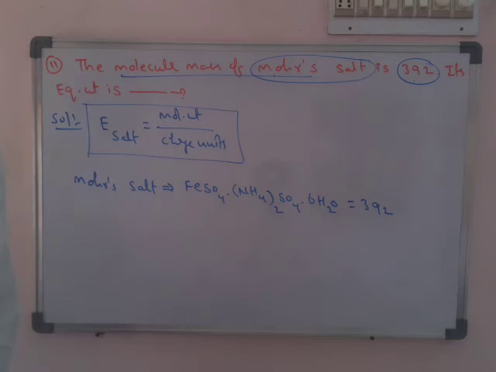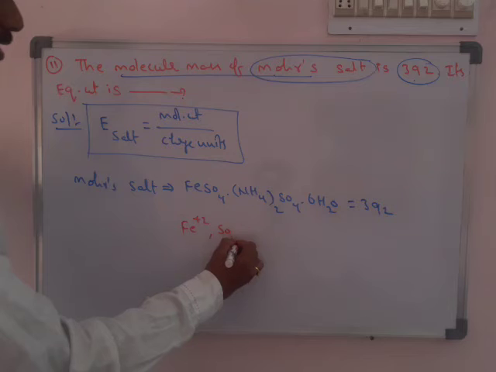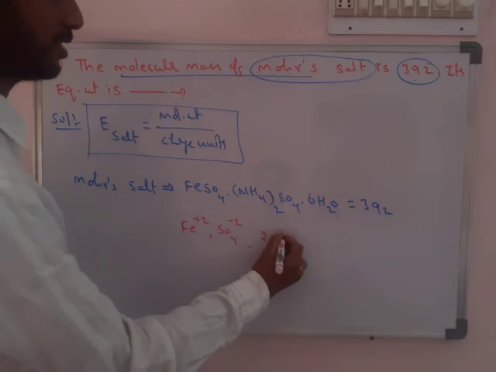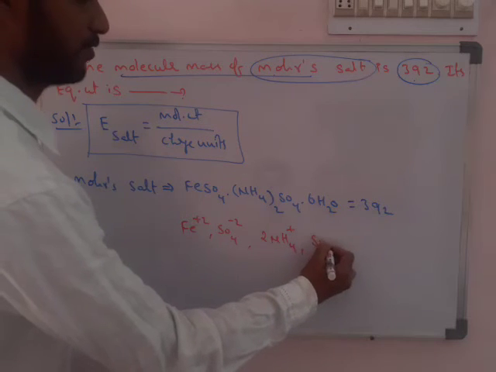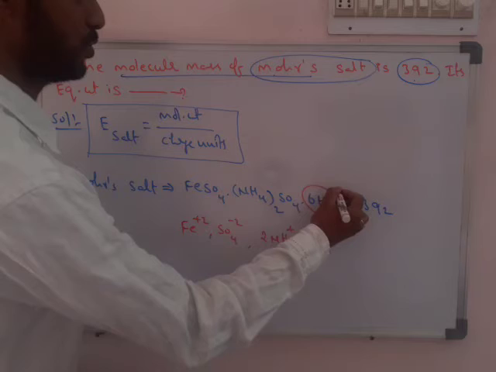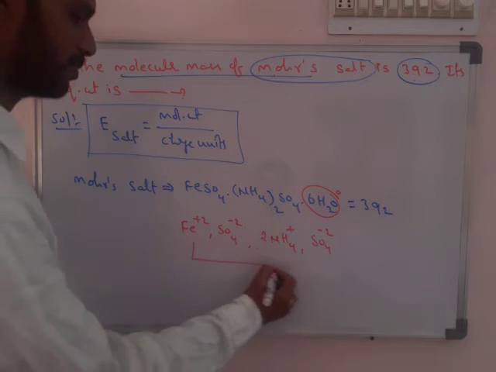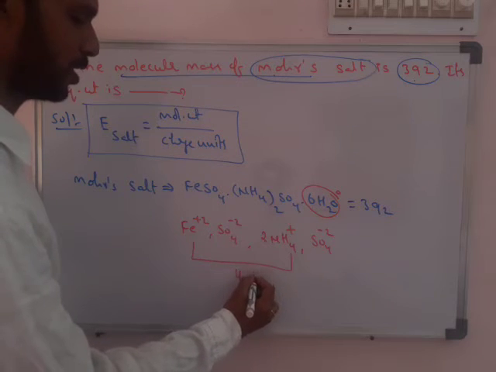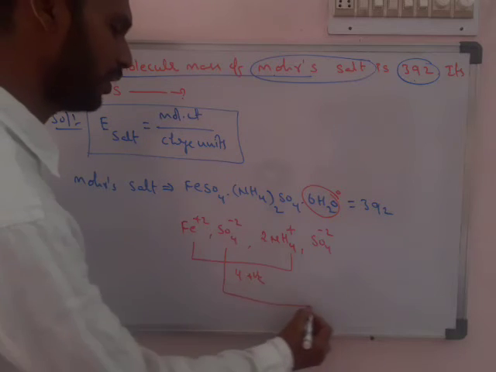So what is the positive charge and negative charge? Both are the same units. What is the iron position here? Fe plus 2, SO4 minus 2. Here how many ammoniums are present? 2 ammoniums, means 2 positive charge. Here again one more sulfate is there, SO4 minus 2. The H2O, we know that there is no charge on it. Means what are the positive charges? This is plus 2. The positive ions total 4 positives. The salt has 4 positives, also having 4 negatives.